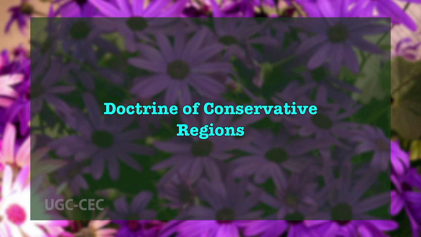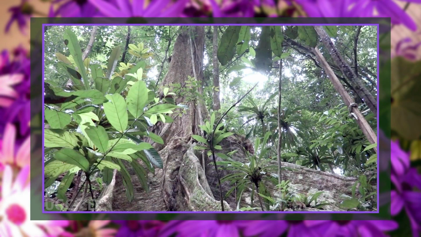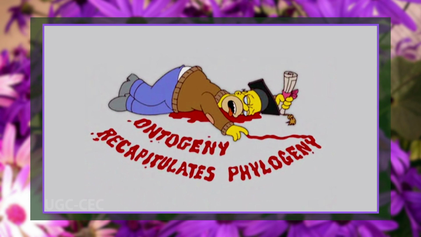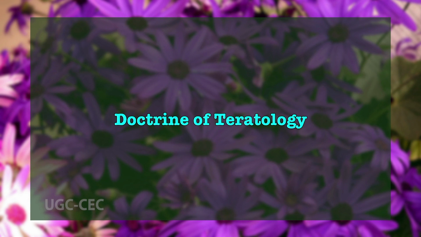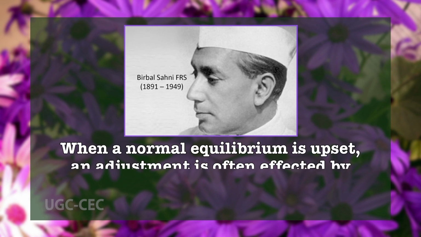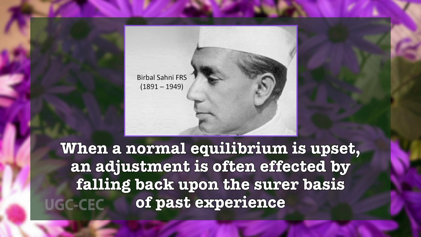The doctrine of conservative region holds that certain regions of a plant have become less susceptible to environmental influence than others and therefore exhibit primitive features. The doctrine of recapitulation holds that early phases in development are supposed to exhibit primitive features, that is, ontogeny repeats phylogeny. The doctrine of teratology was advocated by Sahni, who argued that when a normal equilibrium is upset, an adjustment is often effected by falling back upon the surer basis of past experience. Thus, teratology or abnormality is seen as reminiscent of some remote ancestor.